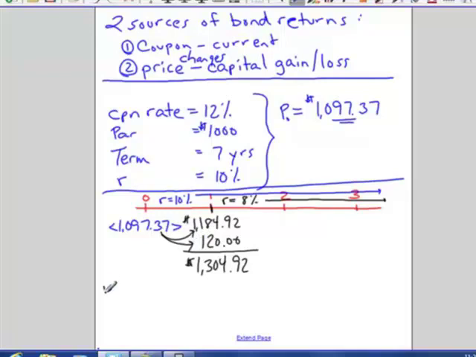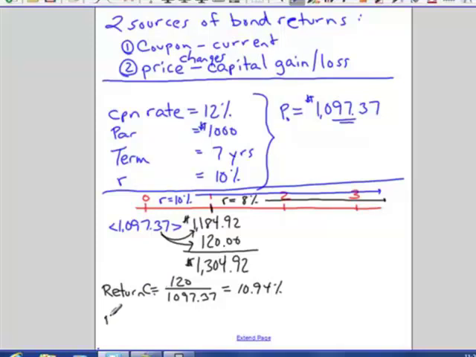So our return from the coupon, or the yield that we received from the coupon, will be the 120 divided by the 1,097.37. So how much do we make from the coupon? $120. From a $1,097 investment, that gives us a 10.94% return. Return from the coupon, I'm going to put a C there, return for the coupon.